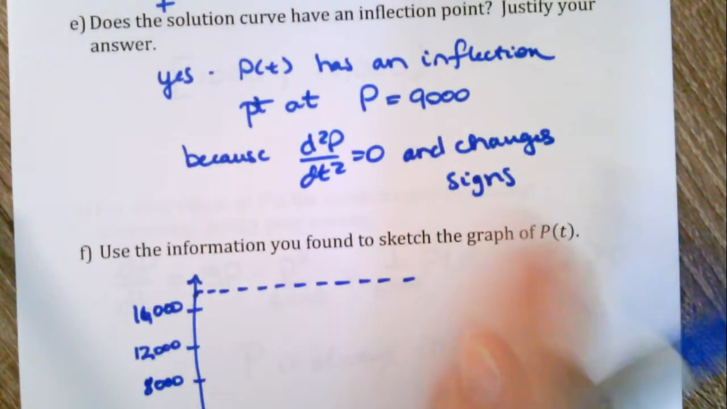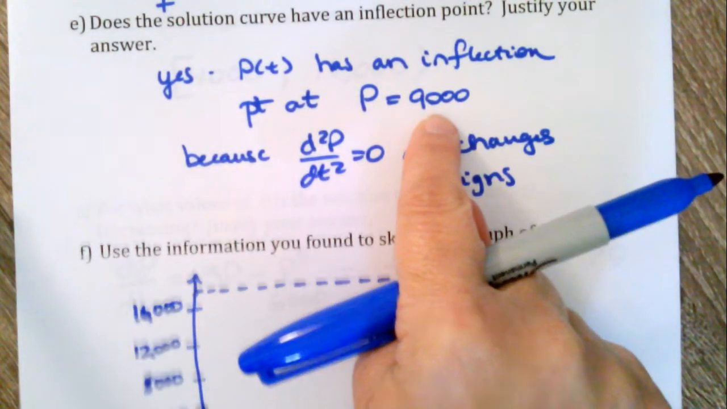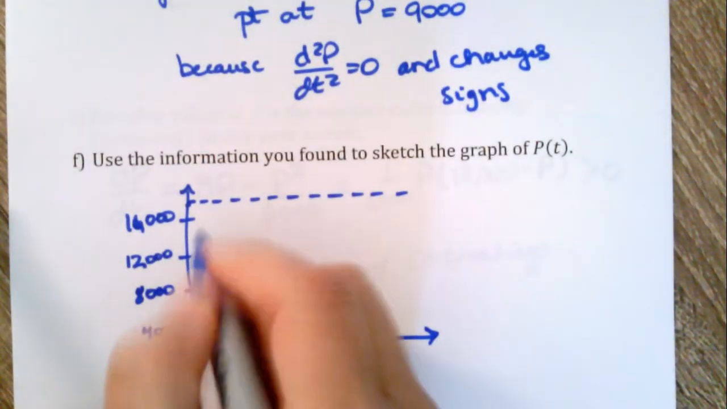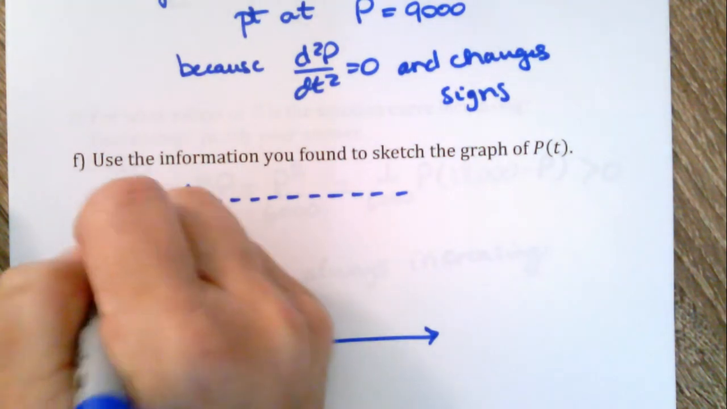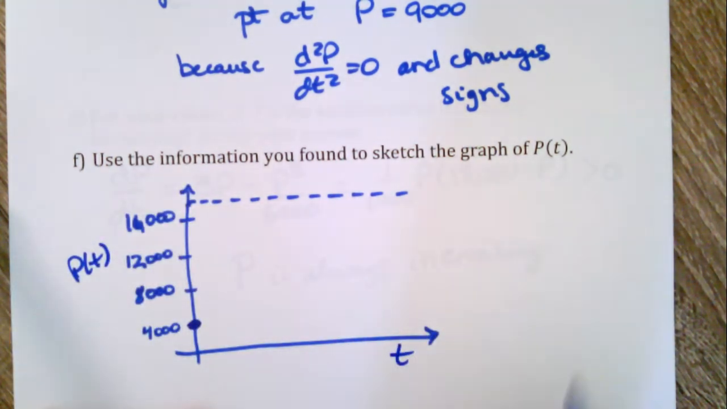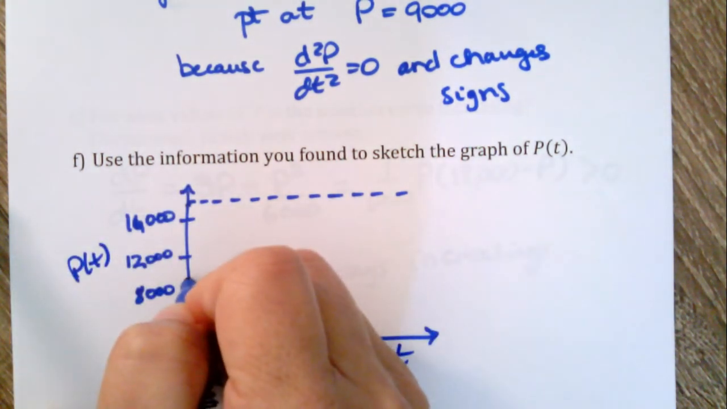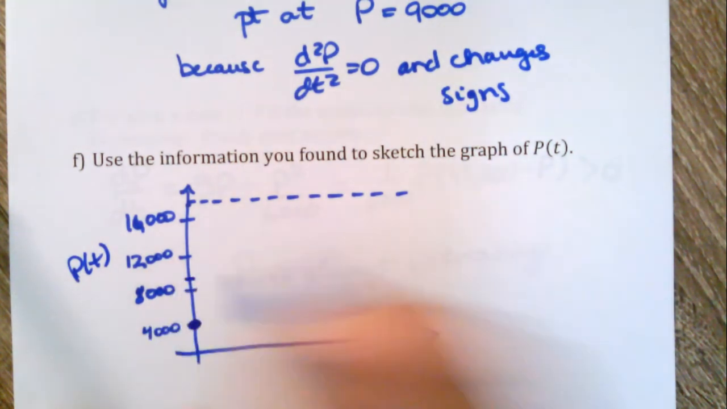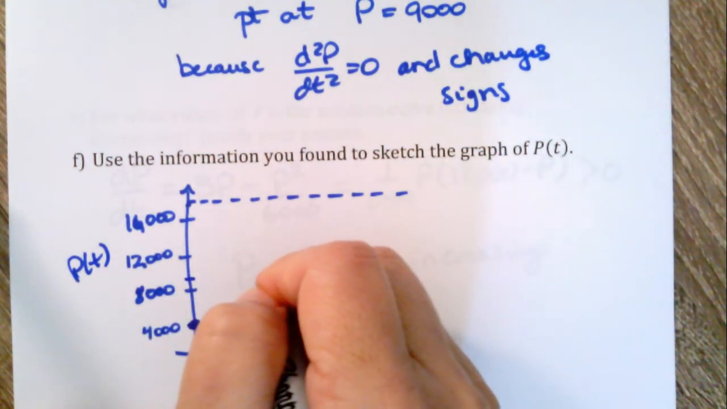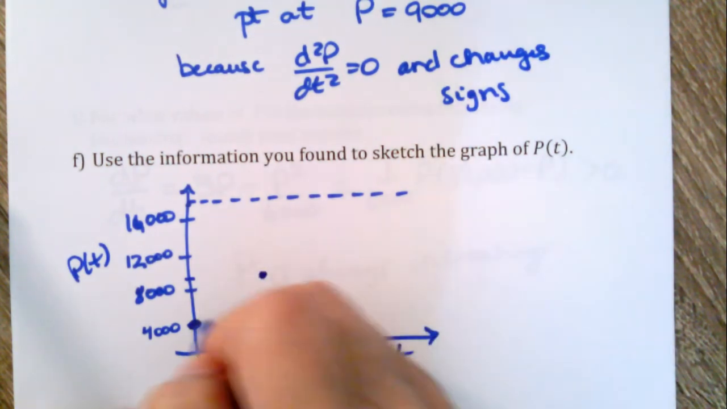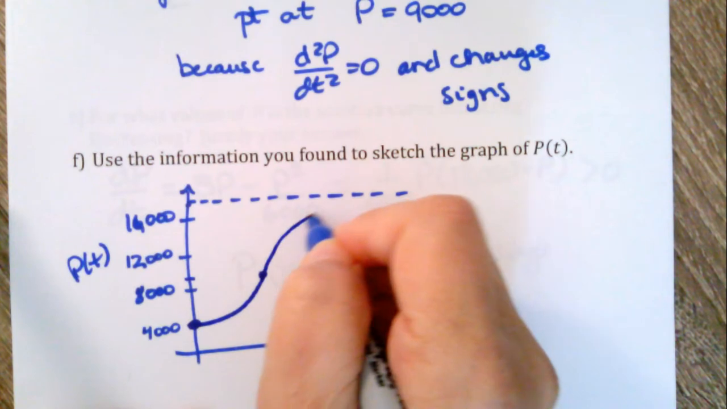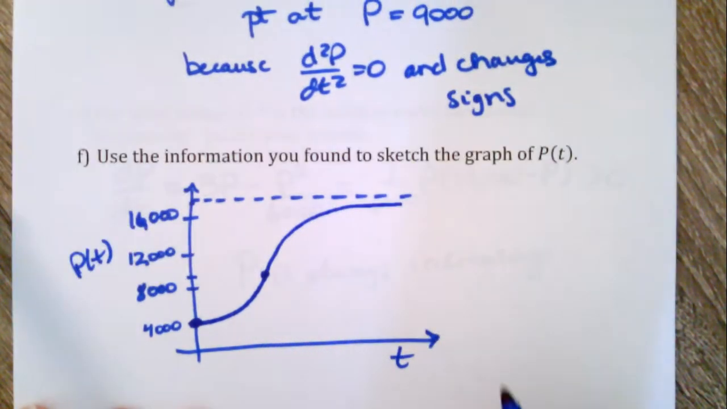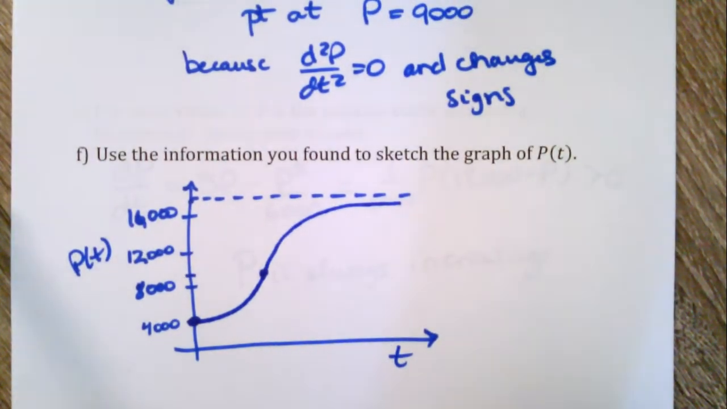The other thing we know is that we have an inflection point at 9,000. So P equal to 9,000. I probably should label my axes: P of t and t. So 9,000 is probably about right here. I'm just going to put an inflection point right here. So we're going to be concave up to that point and then concave down until we reach the carrying capacity. And there you have the logistic curve.